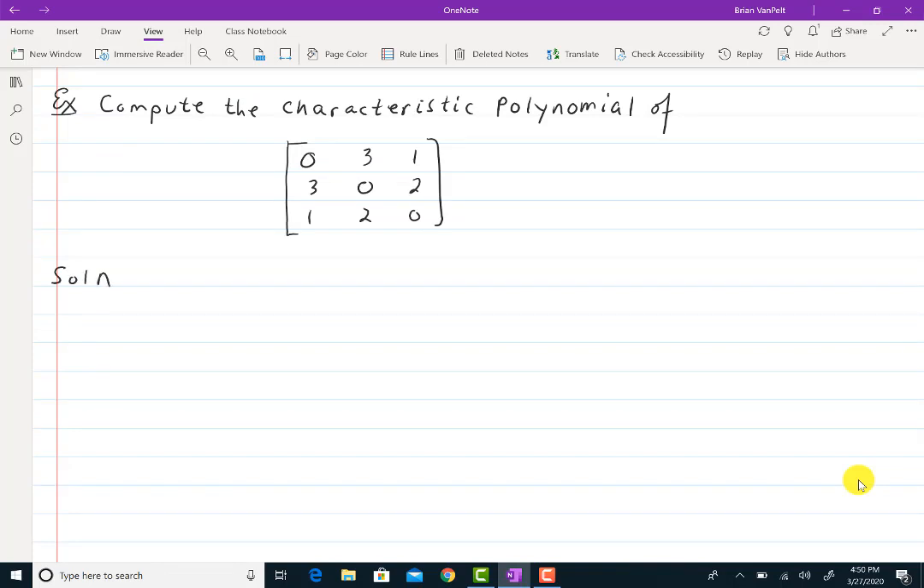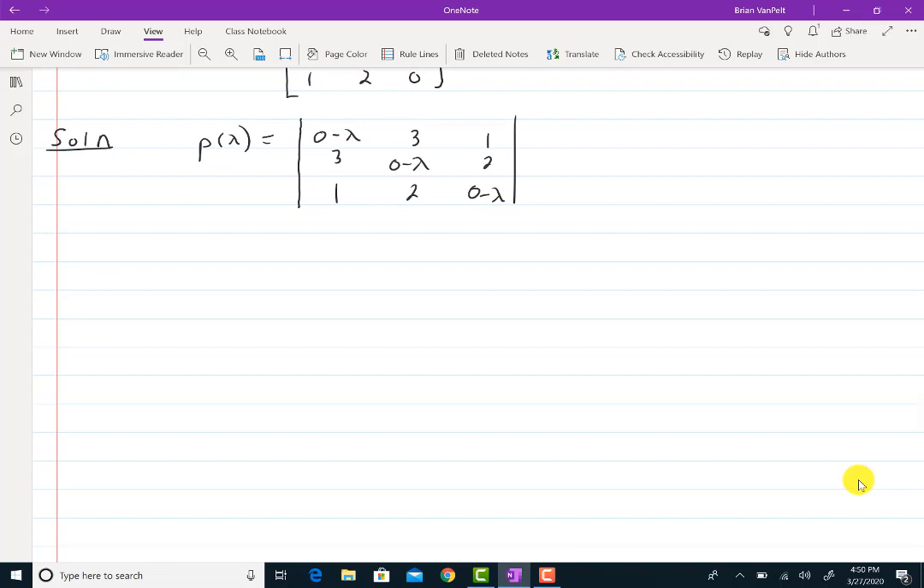So let me cut right down to the chase. Remember, P of lambda is the determinant of A minus lambda. So 0 minus lambda, 3, 1, 3, 0 minus lambda, 2, 1, 2, 0 minus lambda. Of course, 0 minus lambda doesn't do much. It's just negative lambda for each of those pieces. So I have negative lambda, 3, 1, 3, negative lambda, 2, 1, 2, negative lambda.